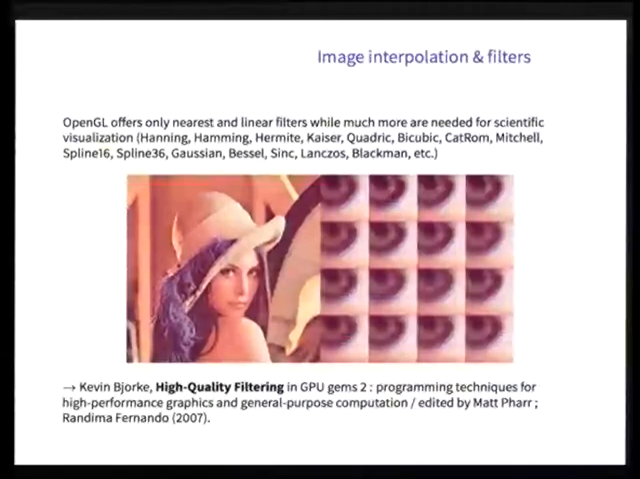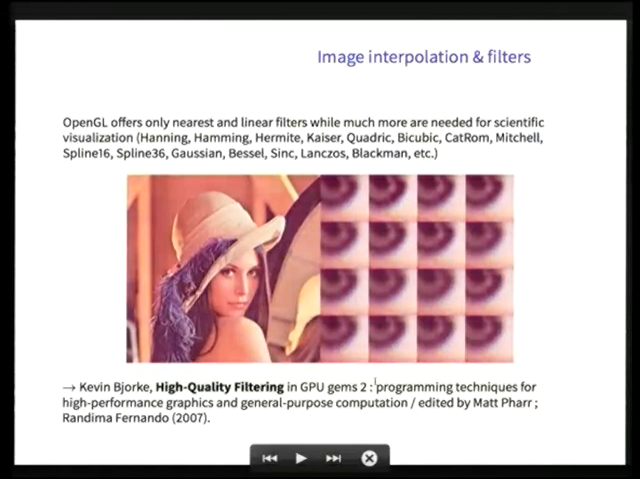So one important thing also in scientific visualization is image interpolation. As you may know, in OpenGL, you have only linear interpolation and nearest interpolation. And indeed, there are a lot more that are useful. So again, we wanted to implement those filters. There's a nice article in GPU Gems, with a lot of techniques, and they explain how to implement high quality filtering. And so we can have all 16 filters here.